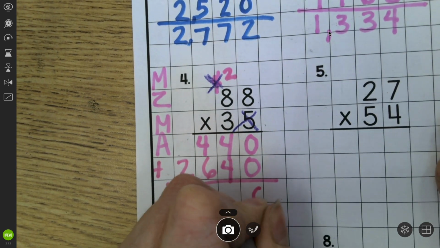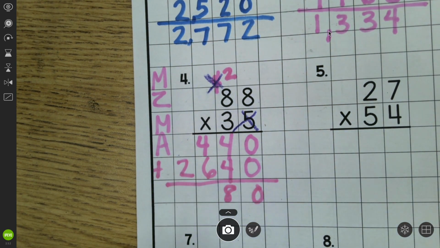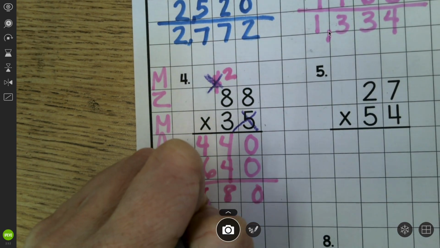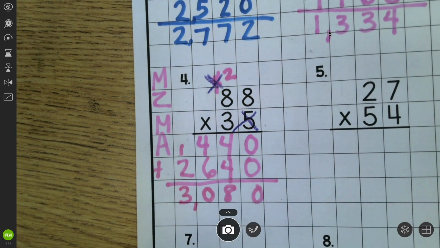0 plus 0, 0. 4 plus 4 is 8. 4 plus 6, I'm going to put a 6 in my head and count up. 6, 7, 8, 9, 10. I need to regroup. 0, carry the 1. 2 plus 1 is 3. 3,080.